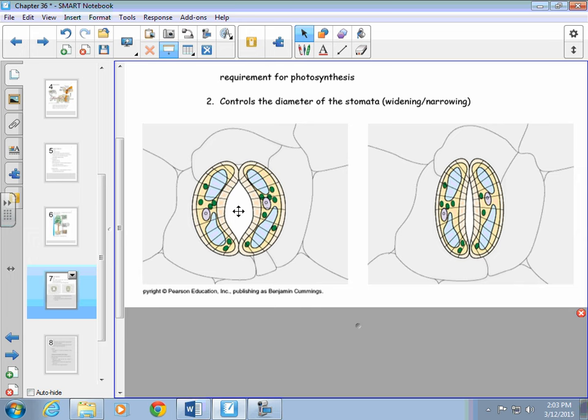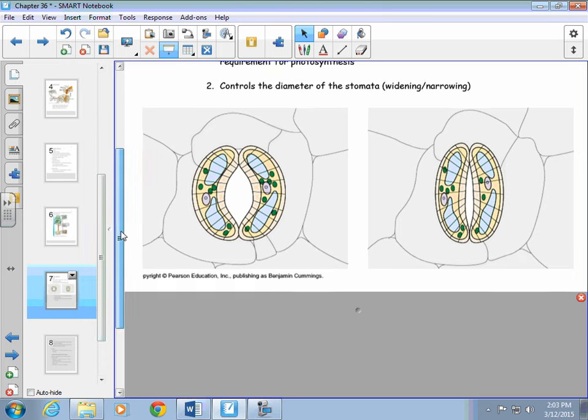So photosynthesis is happening very quickly when the stomata is open because gases can come and go as needed. When the guard cells are flaccid, F-L-A-C-C-I-D, flaccid means they have shrunk. They are not full of water. And when they do that, it closes that opening, and it might close it completely, or it might make the opening very small. This might happen in times of drought when not a lot of water is available, and the plant is actually trying to conserve the gases and the water that's inside the plant.